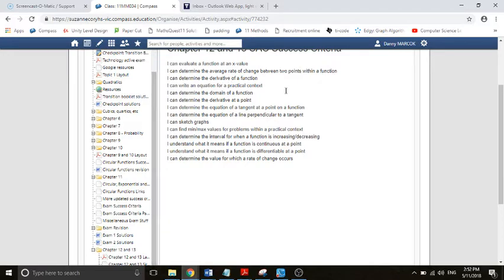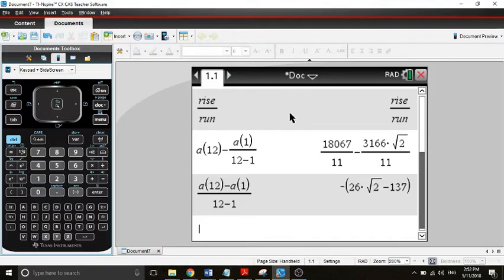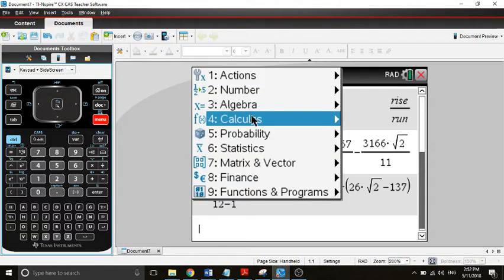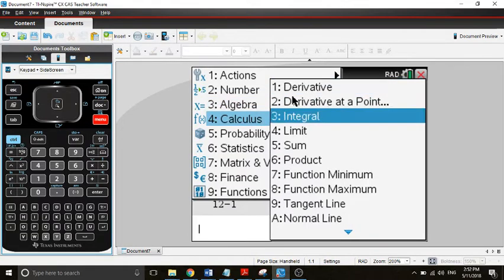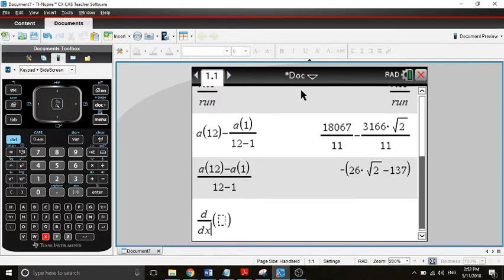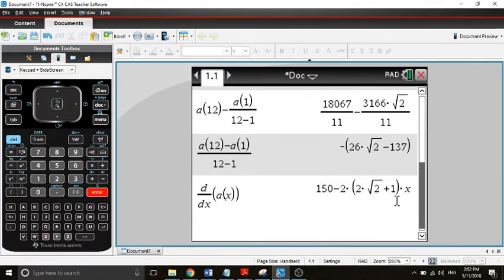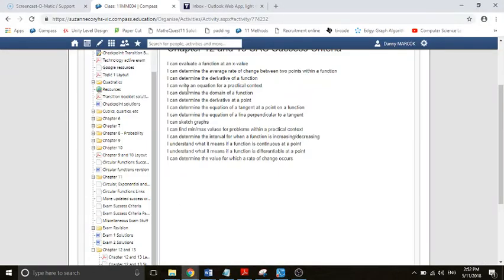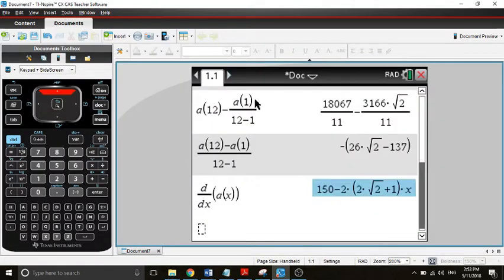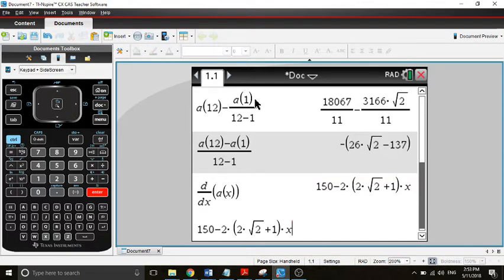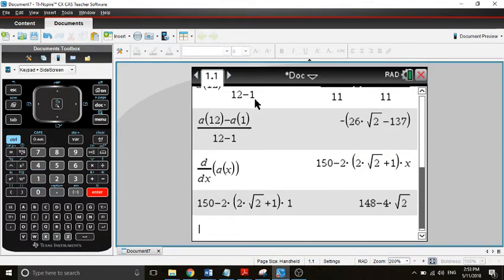So we evaluated the function and determined the average rate of change. Next, determine the derivative of the function. To find the derivative, we'll go to menu, calculus, derivative, and say d/dx of A of x. And there we have it, there's our derivative function. Now we want to find the derivative at a point, at x equals 1. We take our derivative and change that x to 1, and that's what we're given there.